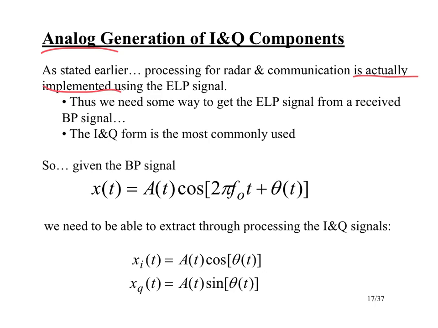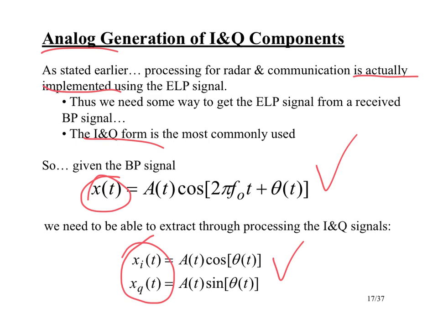So in all of these systems, we want to find ways we get a bandpass signal coming through an antenna. We want to be able to come up with a way of generating the I and Q signals. And then from the I and Q components, we can compute the A of t and the theta of t if we want that. So given a bandpass signal x of t, we would like to be able to compute these two signals.